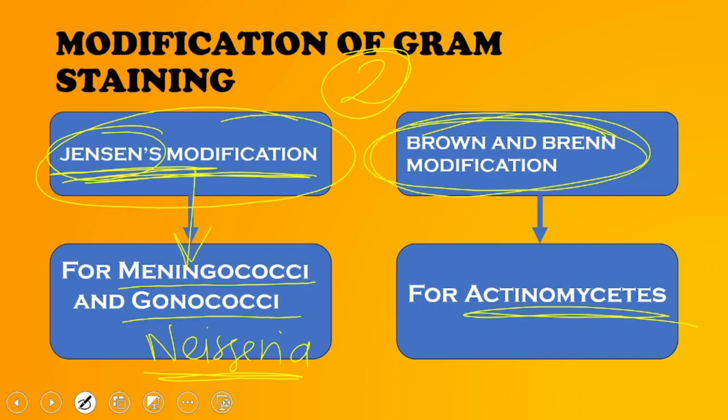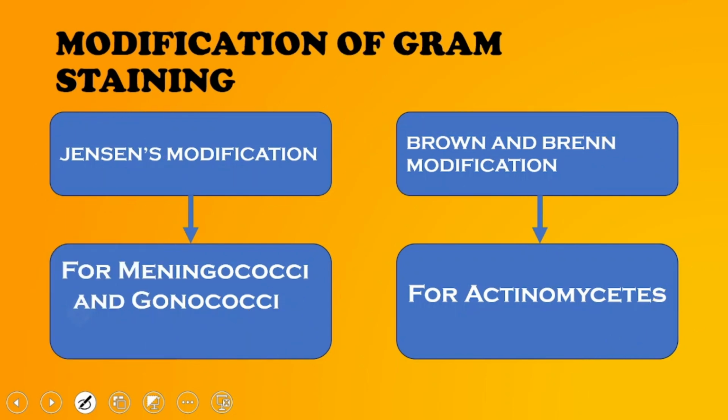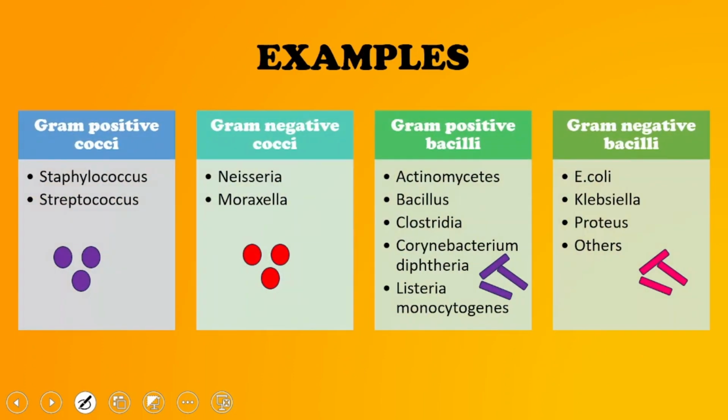Jensen's modification is for the Neisseria, that is meningococci and gonococci, and Brown and Bren वाली जो होती है, it is mainly for the actinomycetes. I hope you would be remembering this thing. Then comes into picture the next important segment. With this, we wrap up with something called gram stain. One thing left, that is your examples over here.